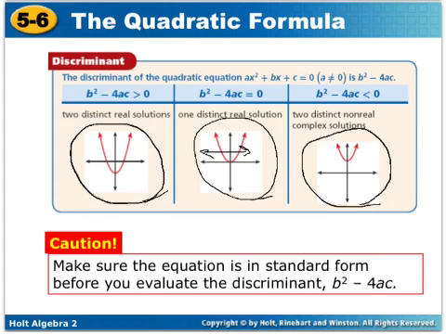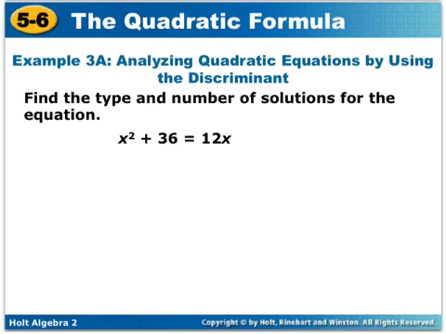Those are the i's. So when your discriminant is greater than 0, you'll have 2. When your discriminant is equal to 0, you'll have 1. And when it's less than 0, you won't have any. And you have to make sure your equation is in standard form. All right, so let's work through an example. Like I said, we need our equation in standard form. And we're just going to work through the discriminant.